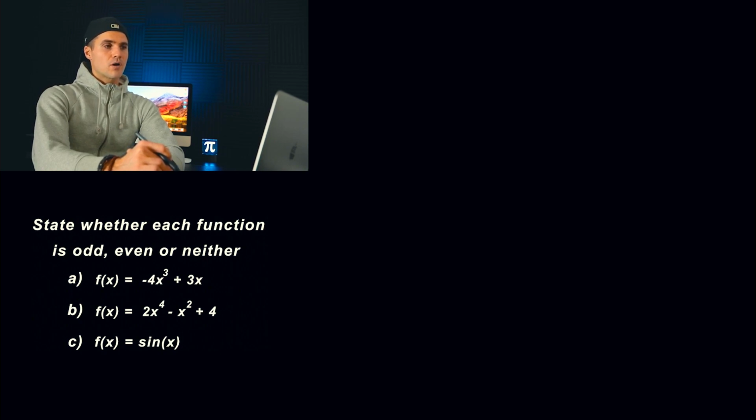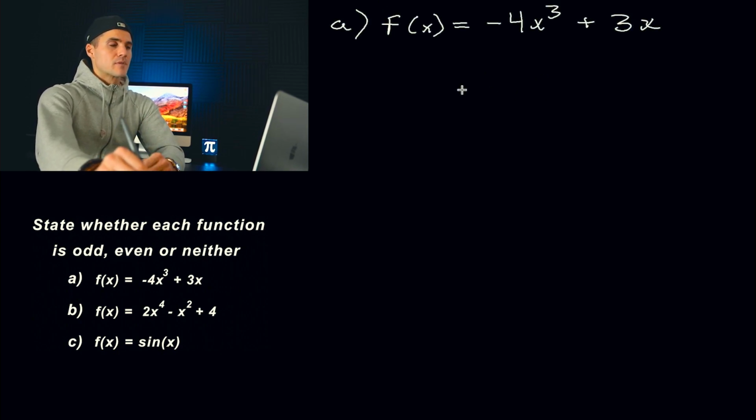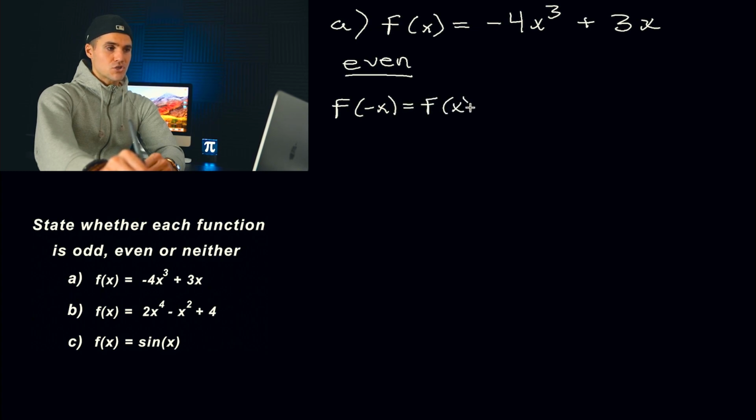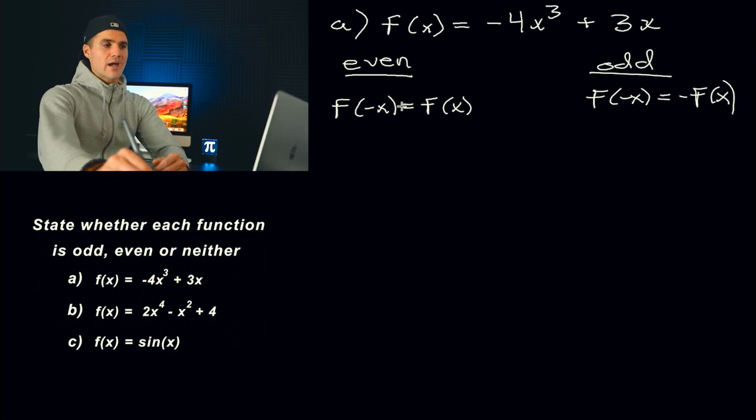So starting off with part A, we got f of x equals negative 4x cubed plus 3x. Now, just as a quick review, hopefully you know this by now from the lecture videos, if we're going to have an even function, we know that f of negative x has to equal the original function, f of x. And if we're going to have an odd function, we know that f of negative x has to equal negative f of x. Right? So we've got to check if any of these cases are met with this function, and if neither of the cases are met, that means the answer is neither.